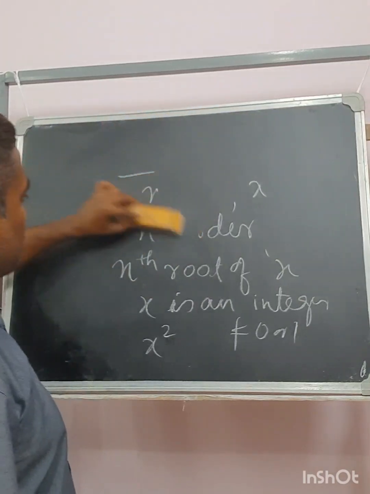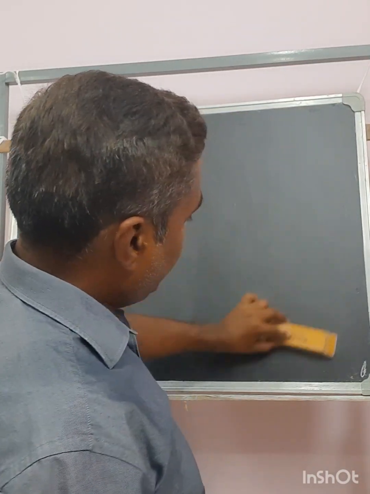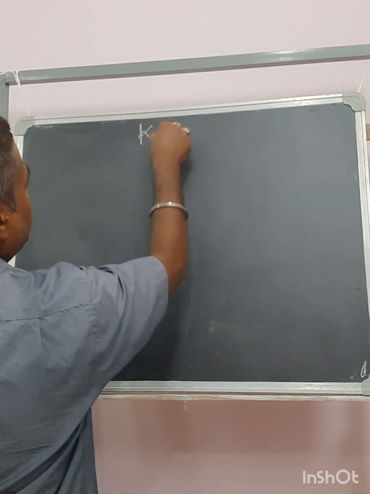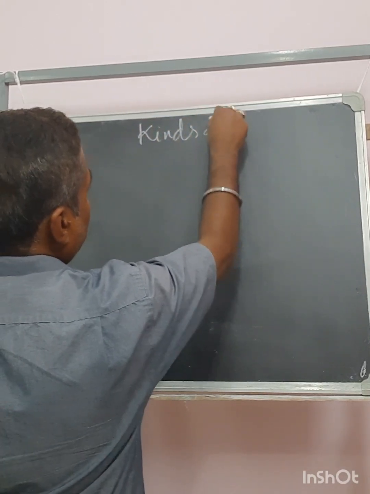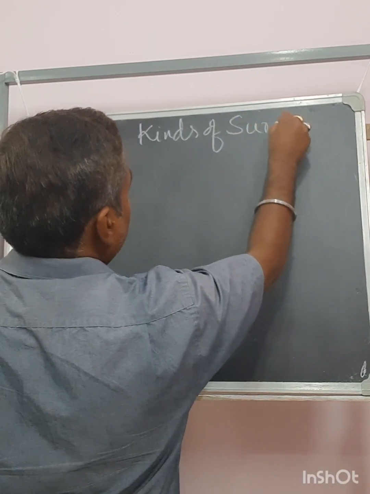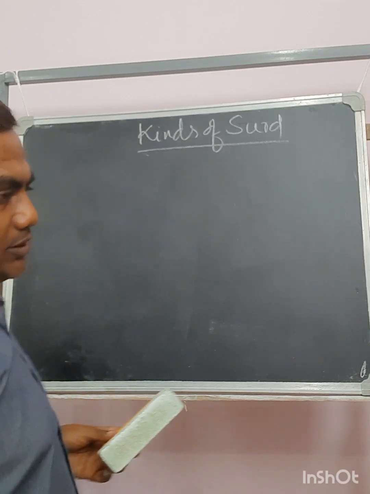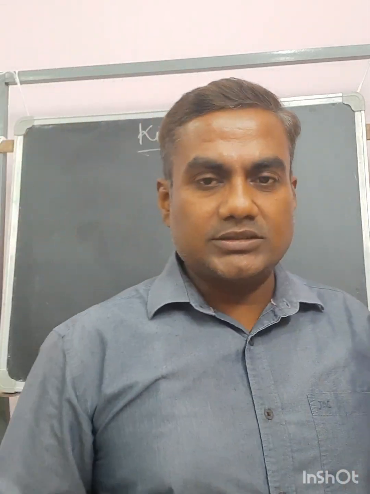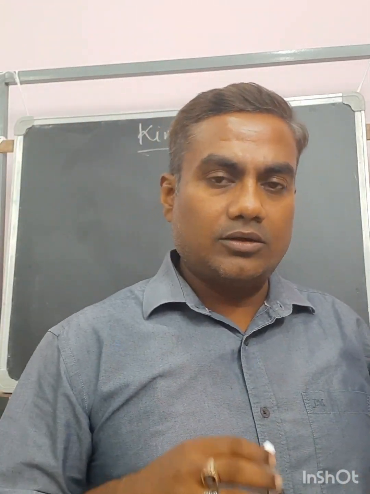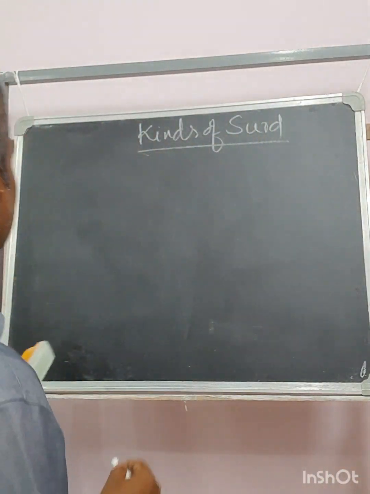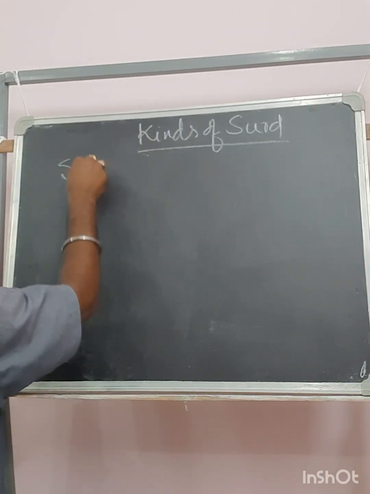Now come to the different kinds of surd. Why is it necessary? It is not that whenever you solve any mathematics you have to remember all kinds, otherwise you will not be able to solve. But to clear the basics, you need to know what the differences are between the different kinds of surds. So if I write, there are many.